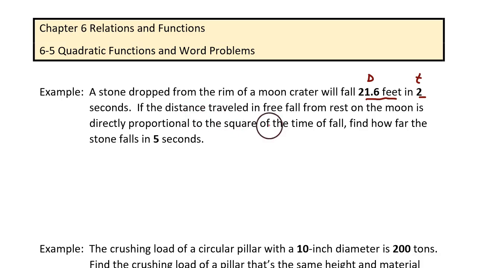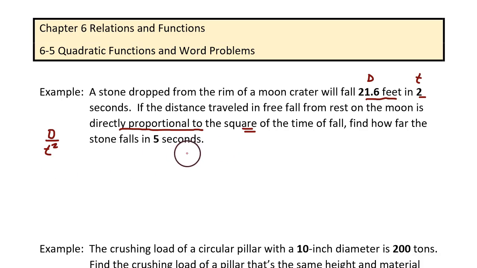If the distance traveled in free fall on the moon is directly proportional to the square of the time of fall, find how far the stone falls in 5 seconds. We have a directly proportional situation, and we're comparing distance to the square of time. We've practiced 2 ways of doing the problem. One way is to use a model, and the other way is to use a proportion. I'm going to choose the proportion technique.